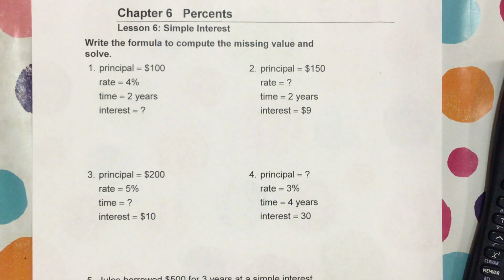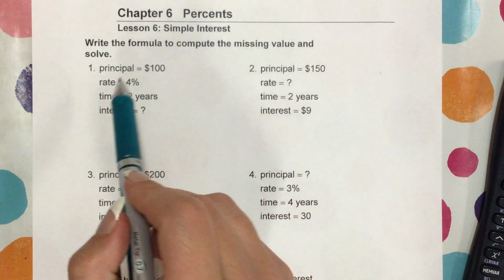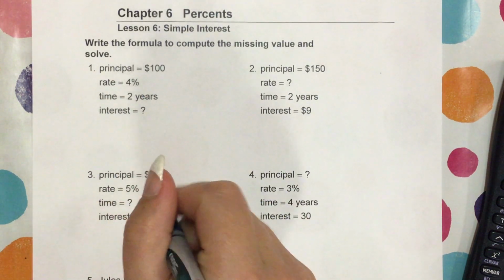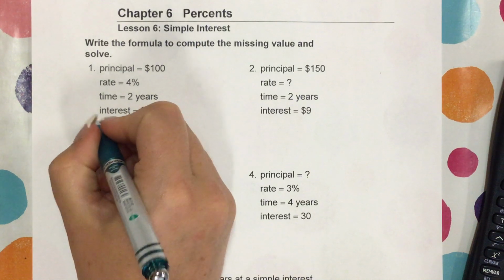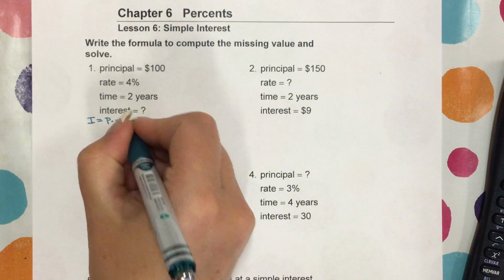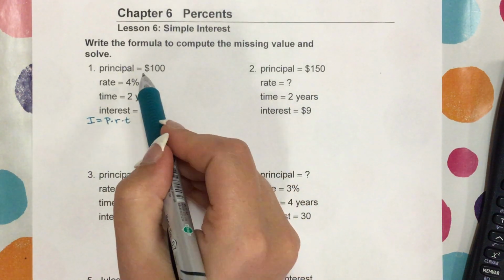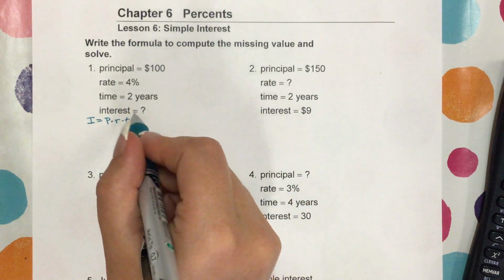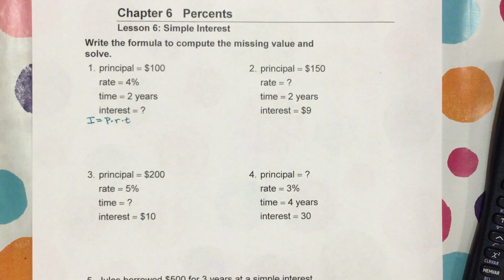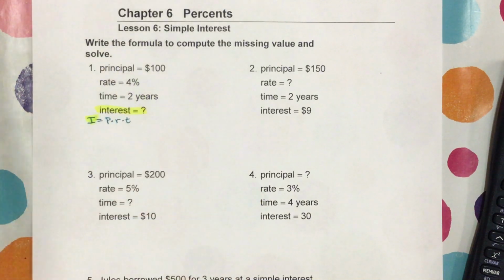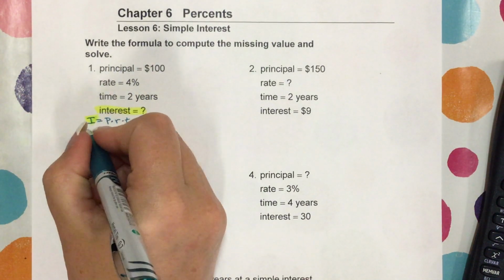So what we need to do is write the formula to compute the missing value and solve. So what we have is the principal, the rate, the time, and the interest. We know that we're going to be using the simple interest formula, I equals P times R times T. Our principal is $1,000. The thing that we don't know is the interest. So that's what we need to determine. But we can substitute all the other values in.